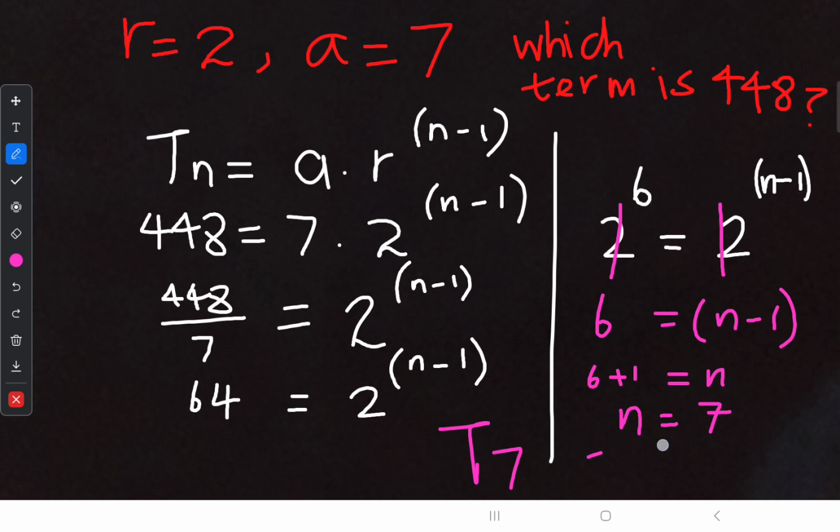So this is not your answer, you have to write 448. 448 is T7, or the 7th term.